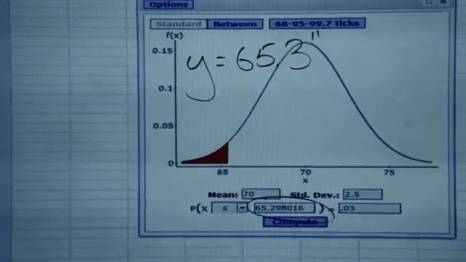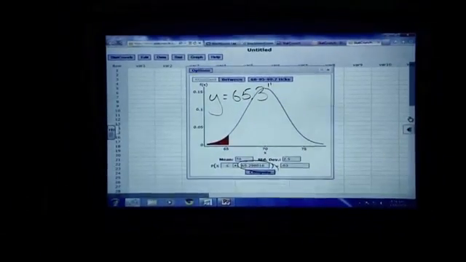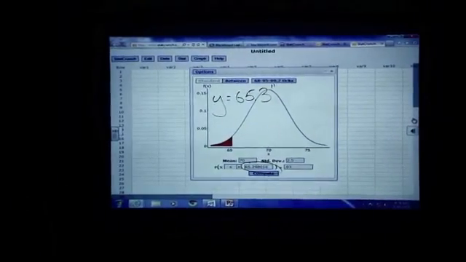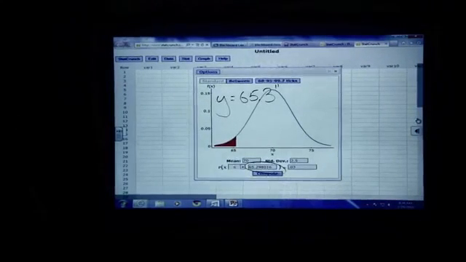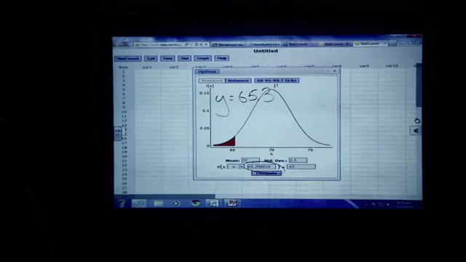All right, hopefully things are making sense. Very important skill to have, being able to work with normal models, being able to work with standard normal models, get z-scores and convert back from one to the other.